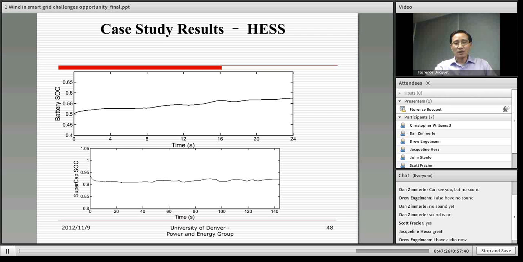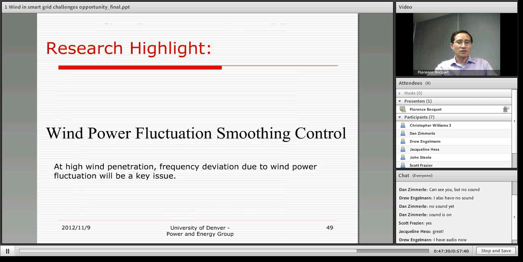In fact, we can look at the battery state of charge, and also this is the supercapacitor state of charge. We are doing further analysis and design of how to design the energy capacity, because that method is only for power capacity design, but we also need to look at energy capacity, in terms of how much energy you want to store.